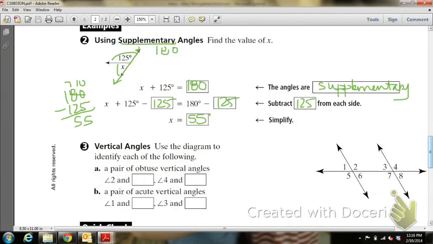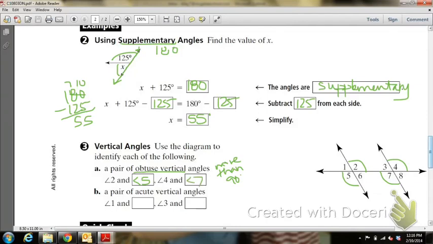Okay, now we're going to name some vertical angles. So we're just going to use the diagram to identify each pair. So a pair of obtuse vertical angles. Remember, obtuse means more than 90. So where are the big angles? Here's a big angle, and across the x from him is angle 5. 4 is a big angle, and across from 4 is angle 7.